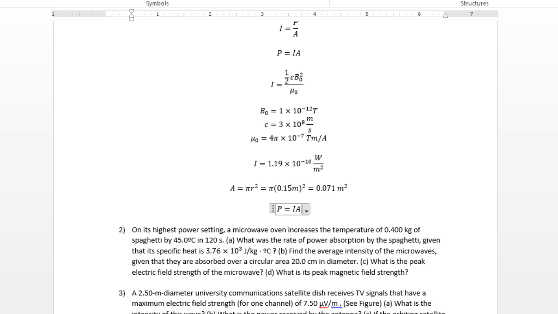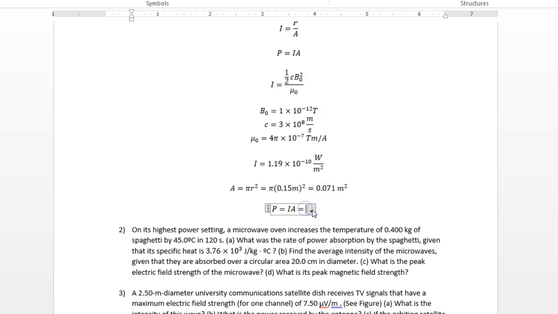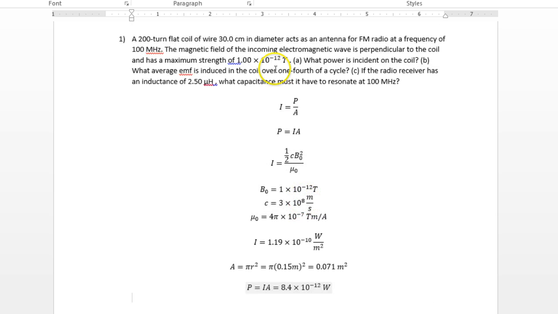All right, and now we're down to our power is intensity times area. Our intensity times our area is 8.4 times 10 to the minus 12 watts. And that's the answer to part A.